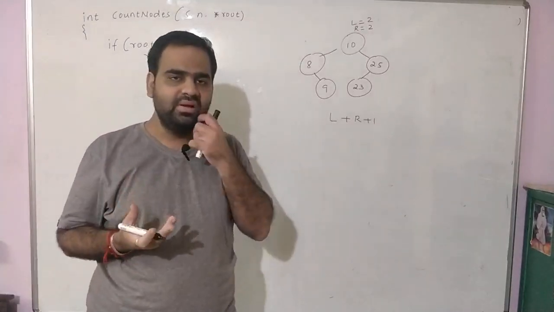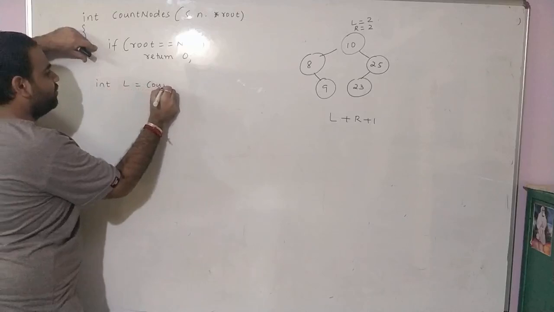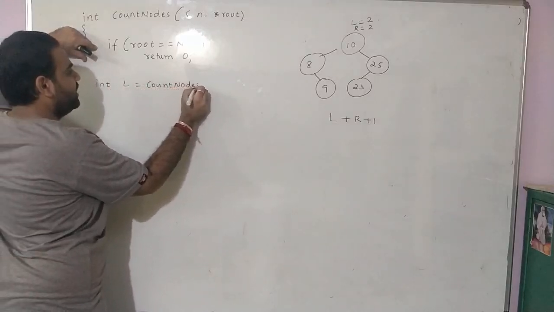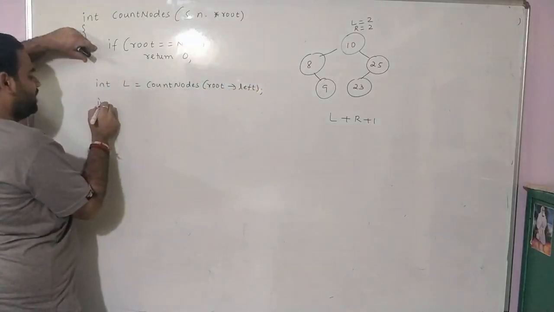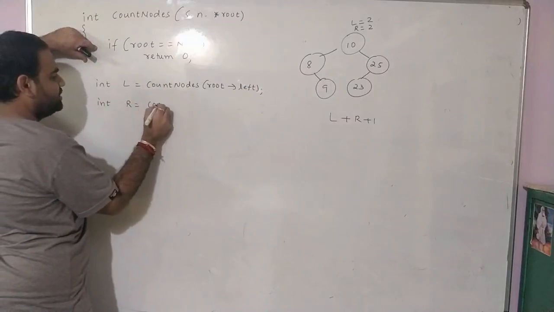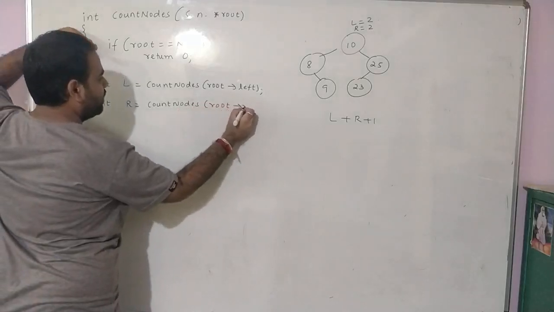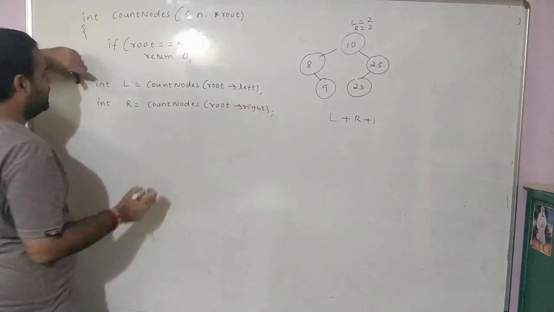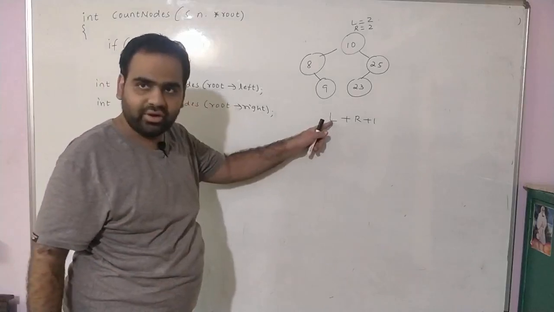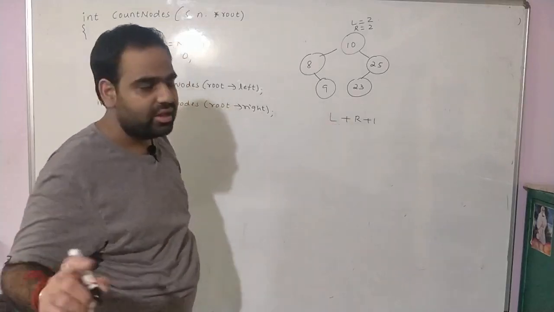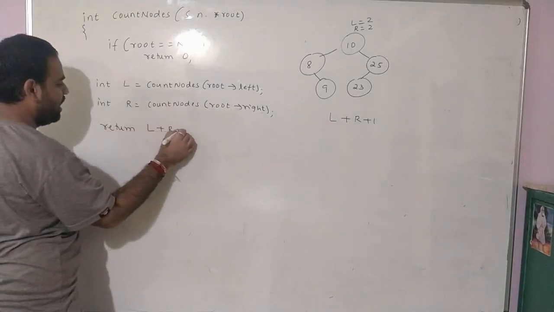You cannot compute. If there are some nodes, then what do we do? We count the number of nodes on the LHS. Therefore, we say int L equals count nodes of root arrow left. Okay, then we count the number of nodes on RHS. We say count nodes of root arrow right. Now, after we compute the number of nodes on LHS and on RHS, what is the total number of nodes? Number of nodes on LHS plus the number of nodes on RHS including the node itself. Therefore, what do I write over here? Return L plus R plus 1.